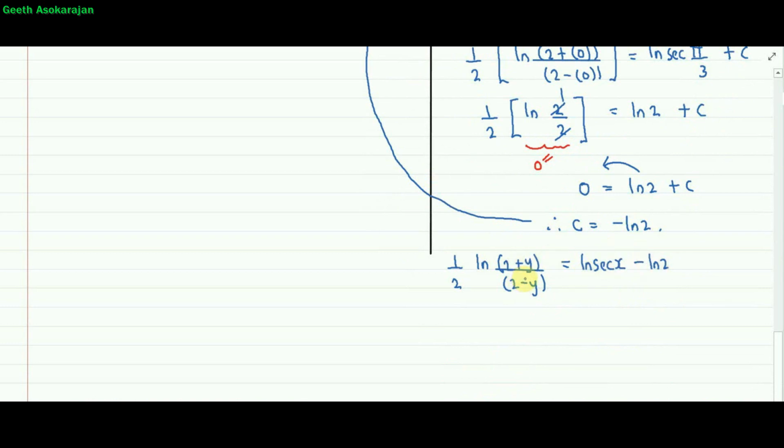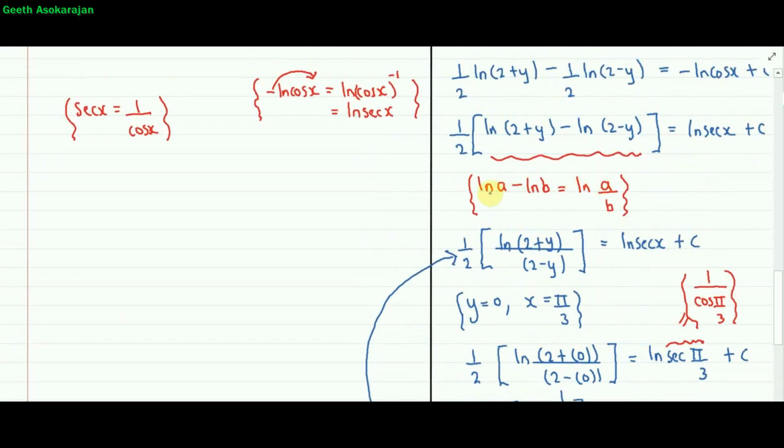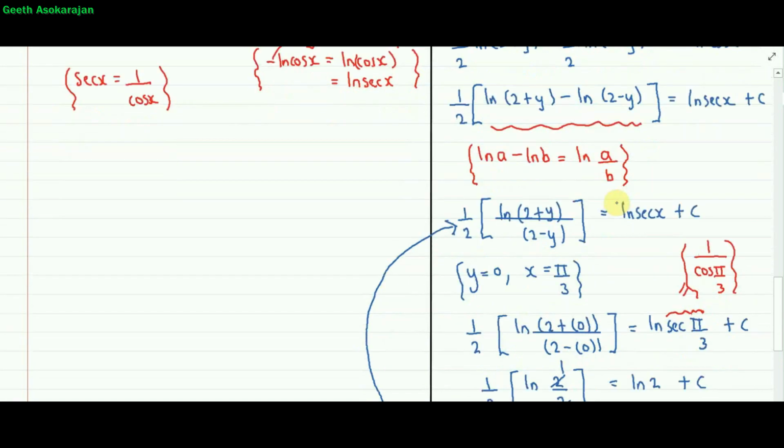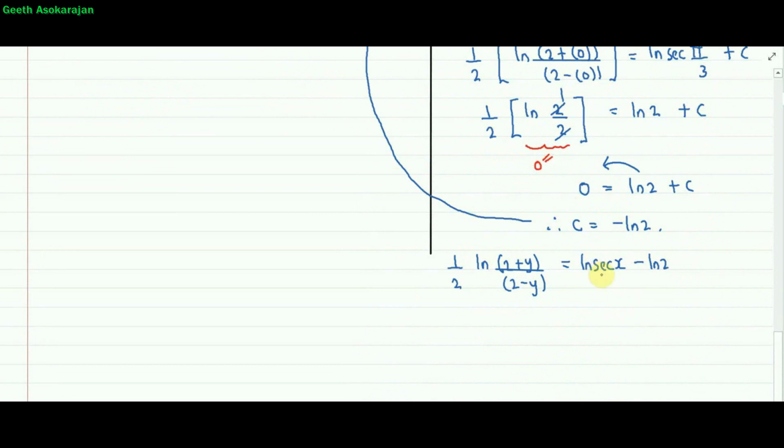So first of all, on the left hand side, let's use the law of logarithms to rewrite the left hand side. We have ln sec x minus ln 2, and as a result of this law, ln a minus ln b is the same as ln a over b. So using that law, I can write that as ln of sec x divided by 2. That is equal to the half on the left, ln of 2 plus y over 2 minus y. Let me keep that in a bracket.